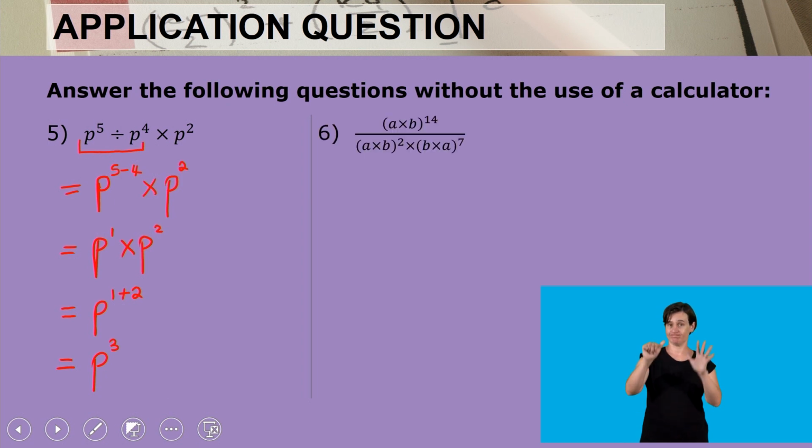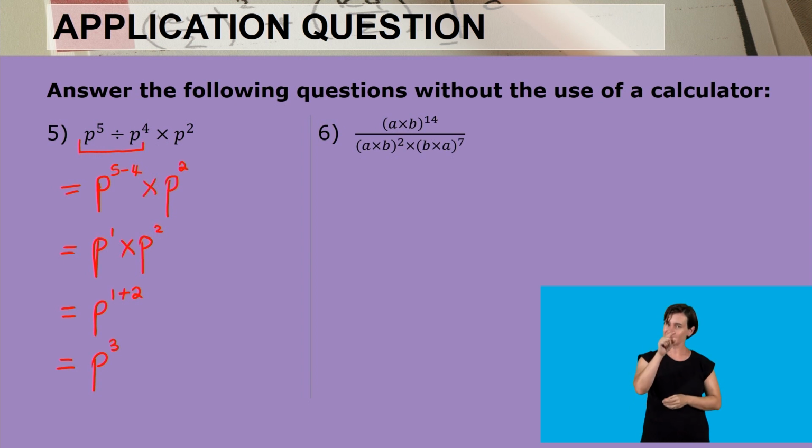Let's look at this next one here. So we have here a multiplied by b raised to the exponent of 14, and then this is divided by a multiplied by b squared multiplied by b multiplied by a raised to the exponent of 7. Now, how can we simplify this? Let's look if they have the same base, because if they have the same base, then that means that we can apply the exponent laws to this expression.